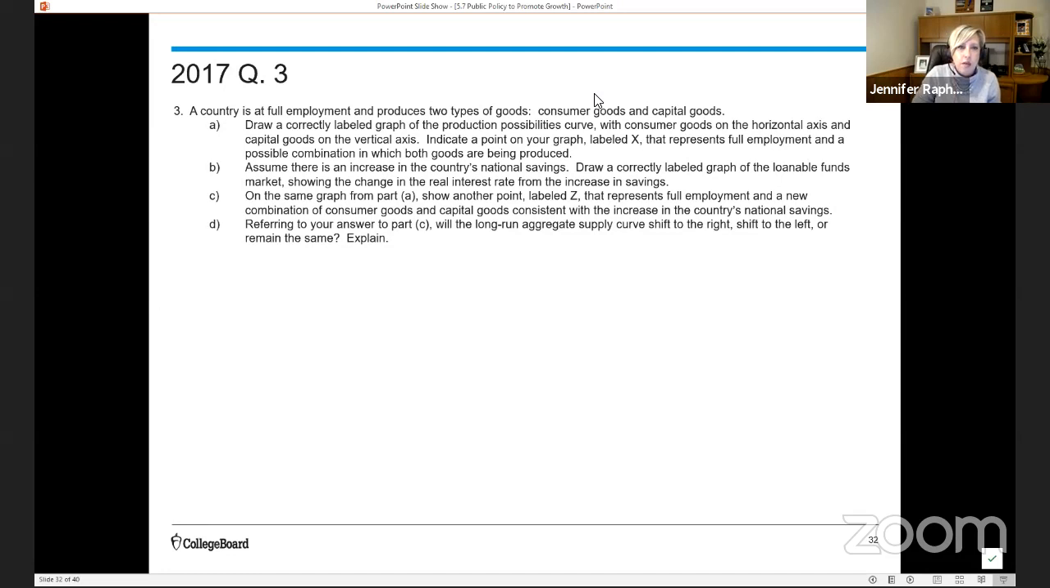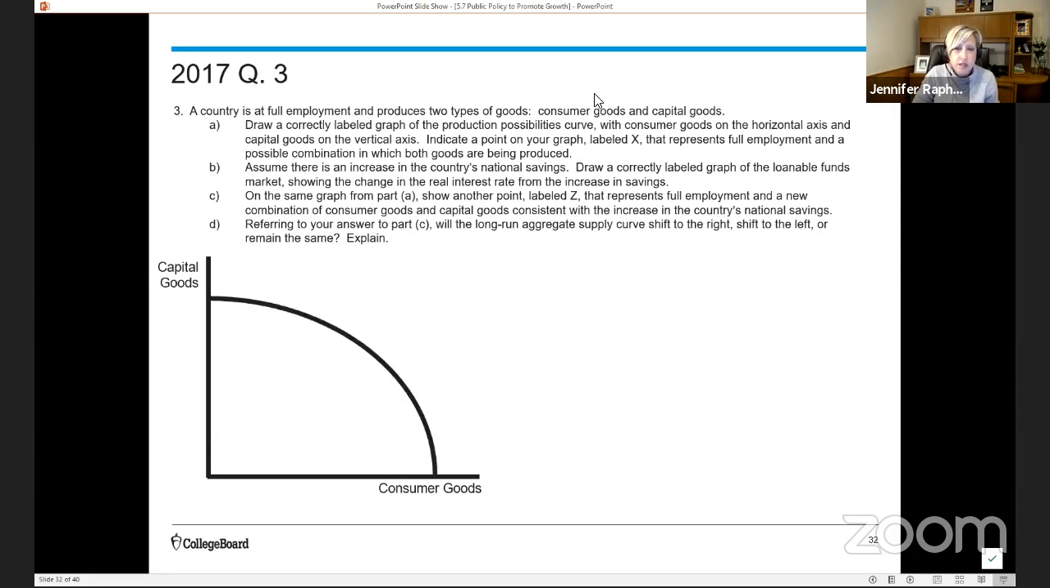So they're telling us to read the question carefully. They're telling us exactly how they want us to label the graph. So we want capital goods on the vertical axis and consumer goods on the horizontal axis. We're not told anything about increasing or constant opportunity cost. So a pretty typical PPC curve is bowed out from the origin to show increasing opportunity costs.